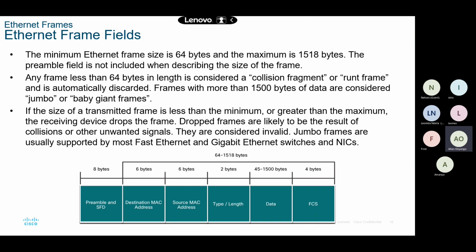Now, what if a frame is more than the maximum? Any frame more than the maximum is called a jumbo frame, or a baby giant frame. So, jumbo frame or baby giant frame. That is, of course, very important for us to note. A frame should not be less than the minimum, and a frame should not be more than the maximum.